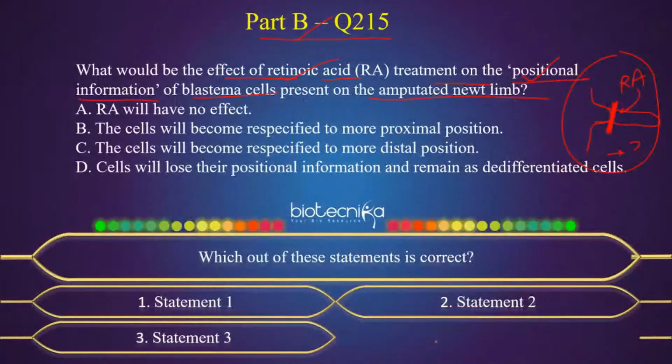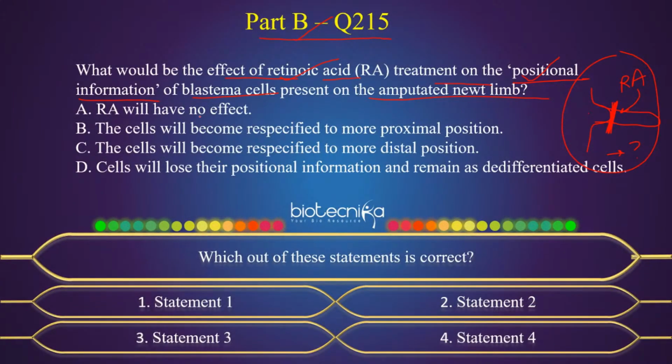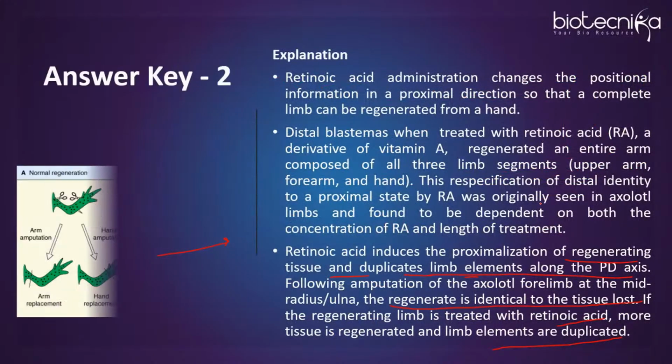Okay. So the RA will have no effect? No, it will have an effect. Respecified to more distal? No. Respecified to more proximal. Cells will lose their positional information? That's correct, but they will remain as dedifferentiated cells? No, they will regenerate a proper arm. Okay, that means it will respecify itself.